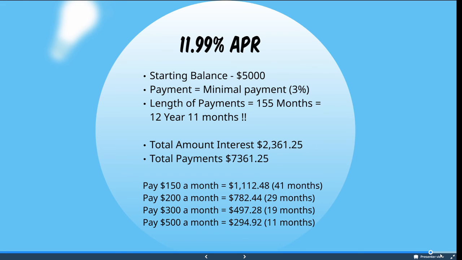If you pay $200 a month, it would take 29 months and you would pay $782 in interest. And you would pay $497 in interest if you paid $300. And if you paid $500 a month, it would take 11 months and you would pay $294 in interest.